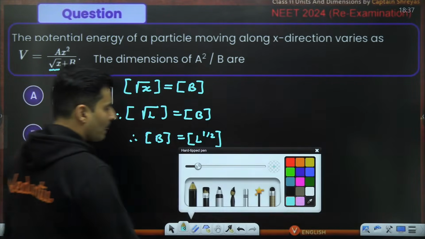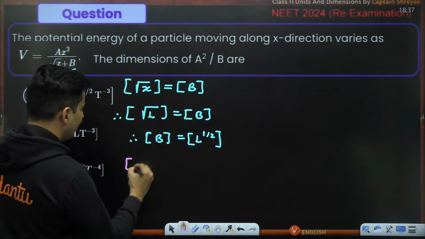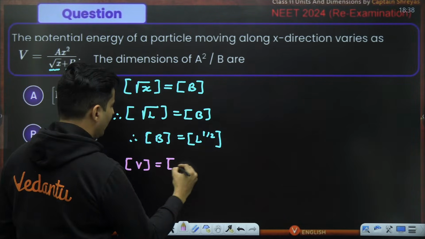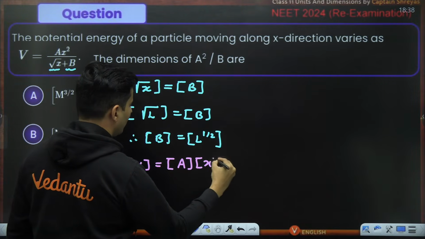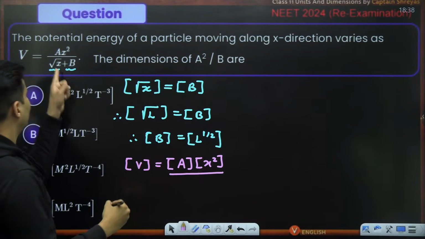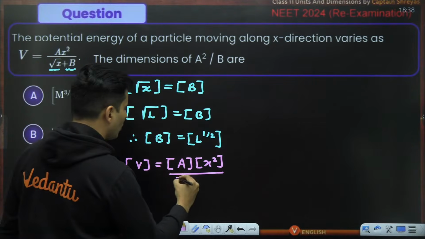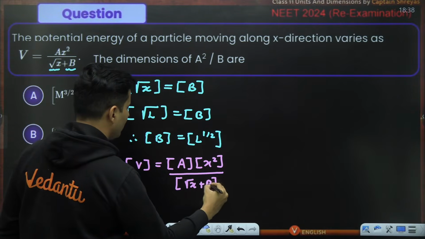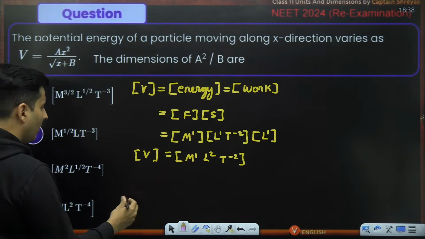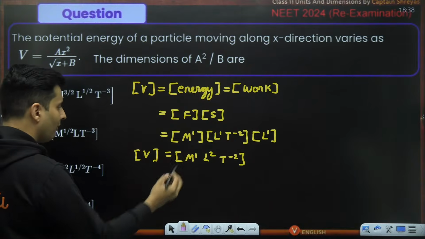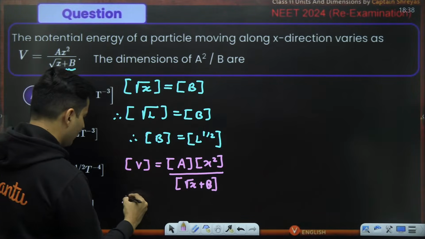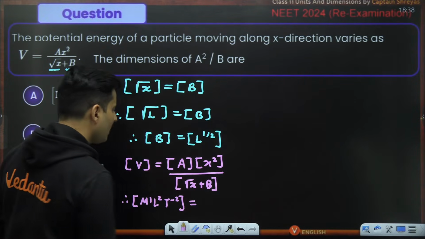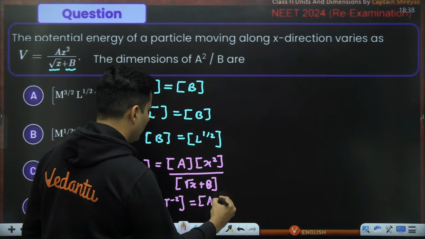So look over here carefully. On the left hand side, the dimension of potential energy is there. Right hand side, we have dimensions of A and dimensions of x square. And at the bottom, we have root of x plus b basically. Well, dimensional formula for potential energy is 1, 2 and minus 2. So I am going to put m raised to 1, L raised to 2, T raised to minus 2 is equal to dimension of A, I do not know.